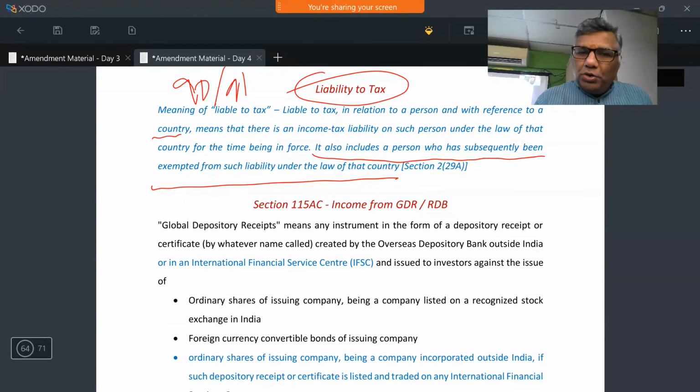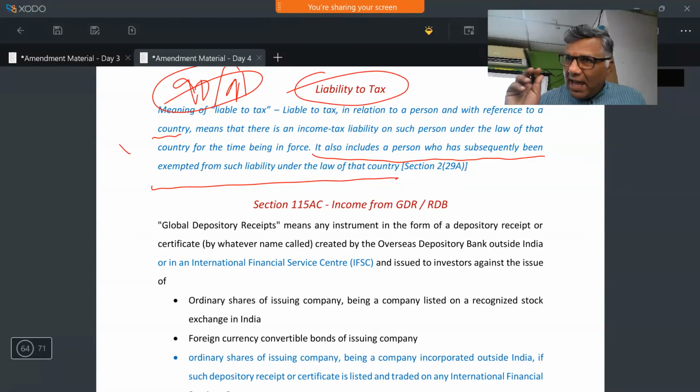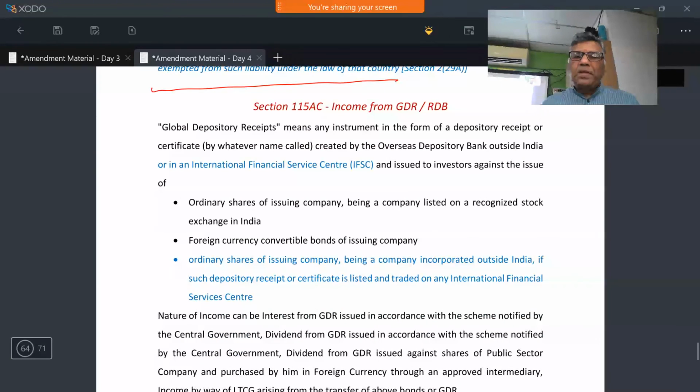So this is an amendment for 1991. Because people are saying if tax payable is 0, there is nothing. No. If that country is liable to tax you, then you are coming under the liability to tax regime. Just a clarificatory amendment, nothing. That we know ourselves. GDRs include those which are issued by IFSC also.